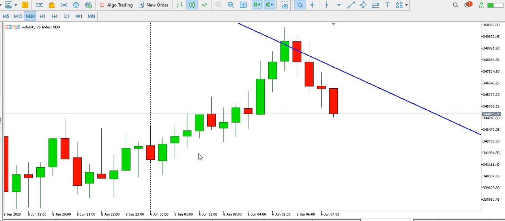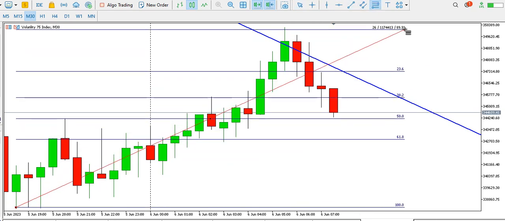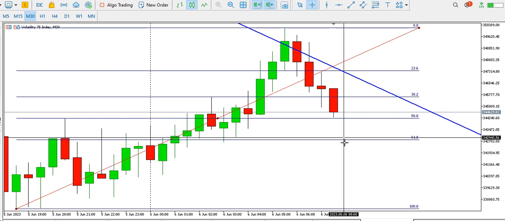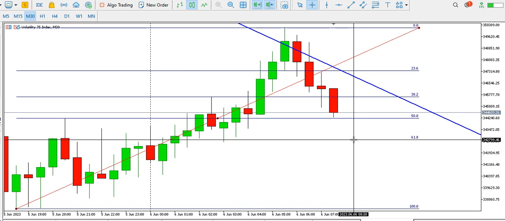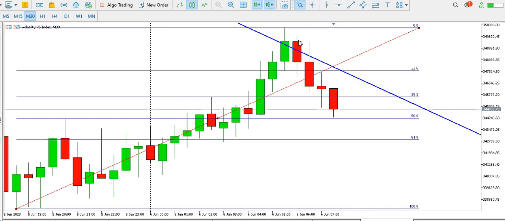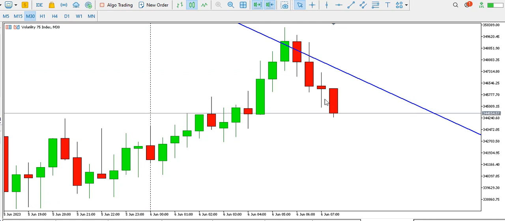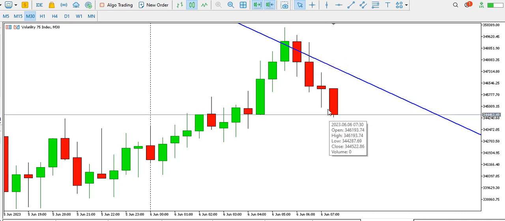On the 30-minute time frame, we can see the formation of a swing high, and price is currently dropping. Plotting our Fibonacci retracement tool, we can see that price has dropped up to the 50% Fibonacci level. The next possible level is the 61.8% Fibonacci level, which is at the 342799 level. This particular candlestick formation shows that the bears are currently in charge, as we have four successive candlesticks formed on the 30-minute time frame.